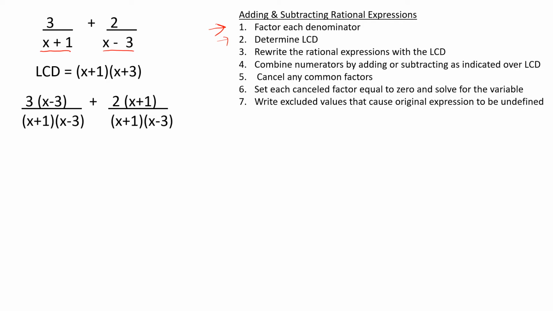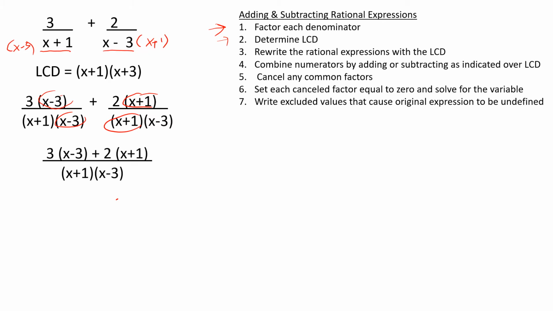Notice that the first one has the x plus 1, so it's missing the x minus 3, which is why I multiplied this by x minus 3. This one is missing the x plus 1, so that's why I multiplied this by x plus 1. After we've rewritten that expression, we're going to simplify these, but it says just go ahead and rewrite the rational expression all over the LCD. So I've just put everything that's on top here, all over the LCD.